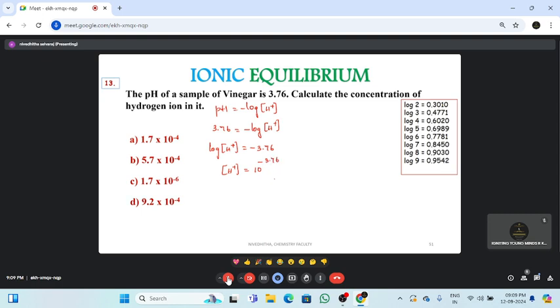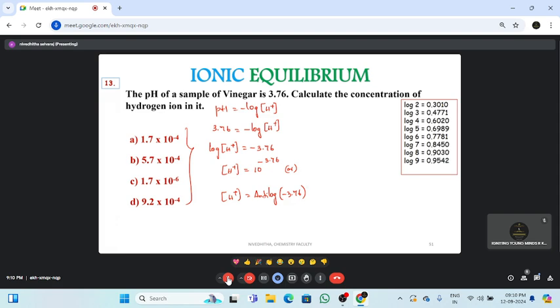But we have to simplify those values, right? Because the options are quite different. So I can write it like this and we have to find the value of this. Or another idea is H plus ion concentration is equal to anti-log of minus 3.76. Now we have to find the anti-log of minus 3.76. Without using a calculator or a log book, we can find this anti-log. To find it, please follow the steps I'm going to teach you now.